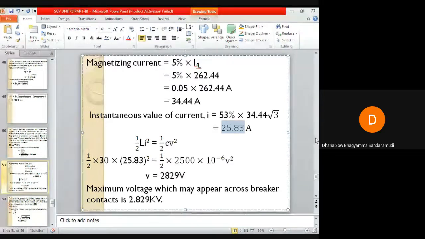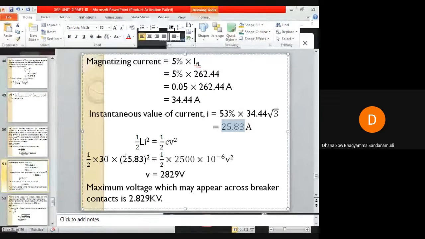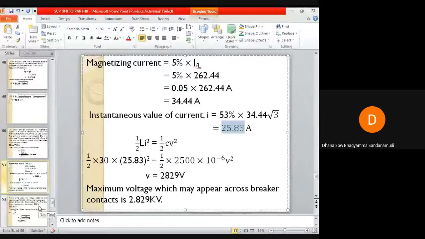If you have completed, type C. If any other person has not completed, type NC. Okay, so many of you have typed C, so I'm going to the next problem.